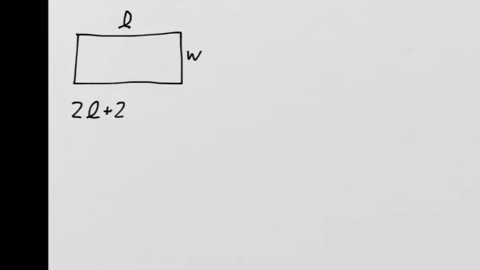So we have a rectangle. It's going to have some length, L, and some width, W. Now we know that we have 140 yards of fencing going all the way around here. So we know that 2L plus 2W is equal to 140. However, we're interested in the area, which is length times width.